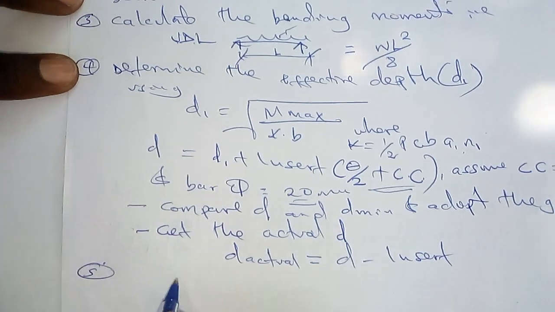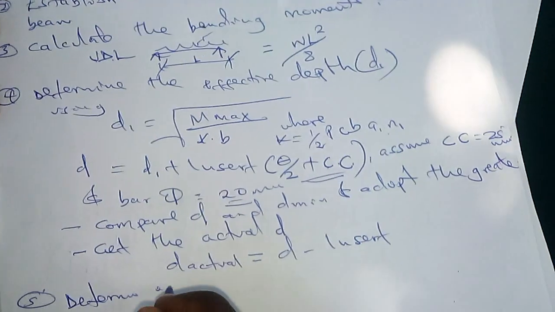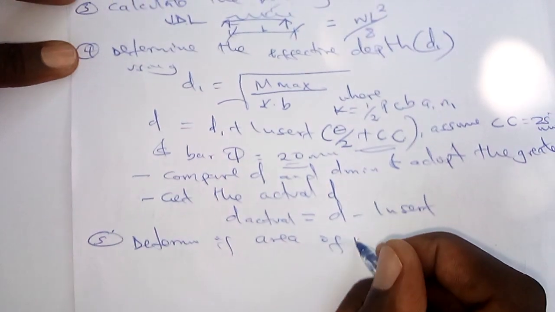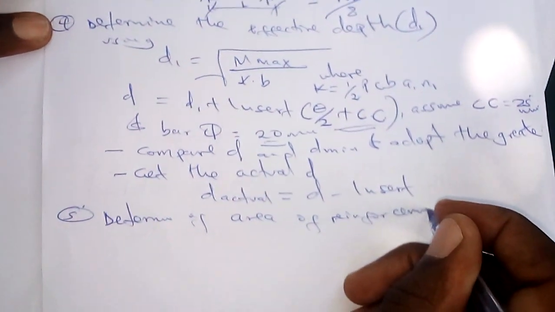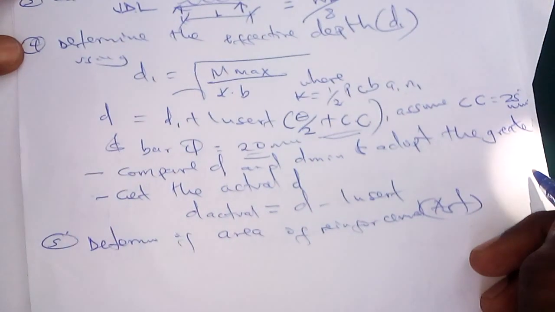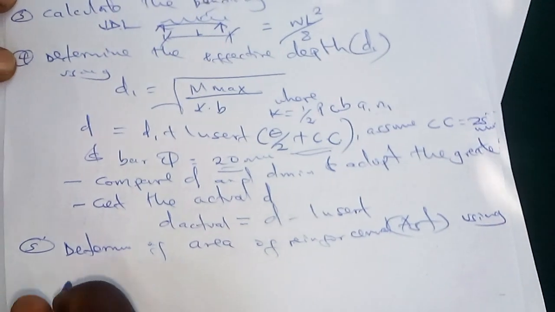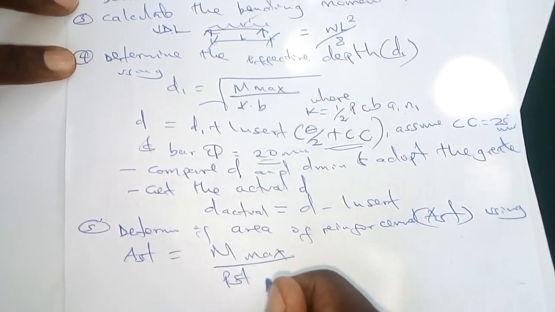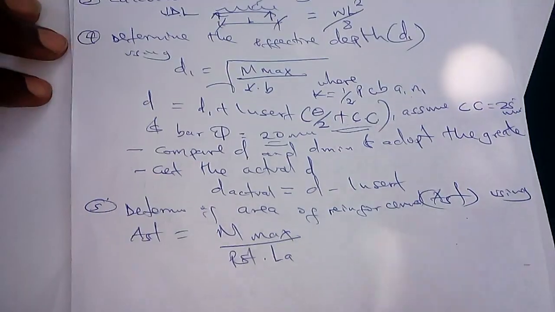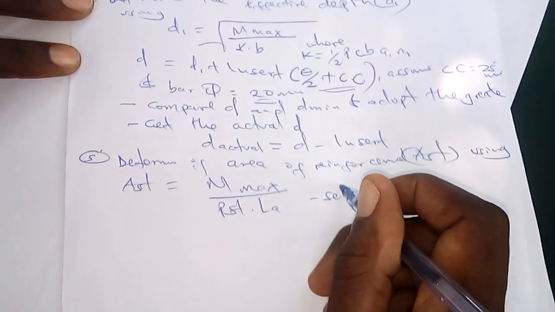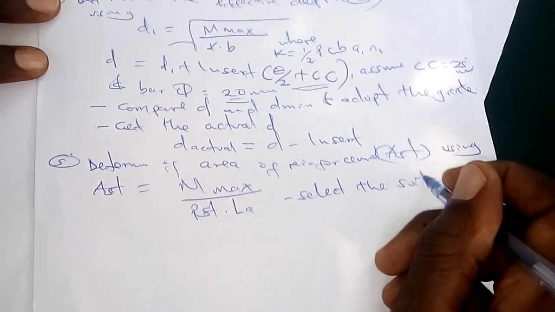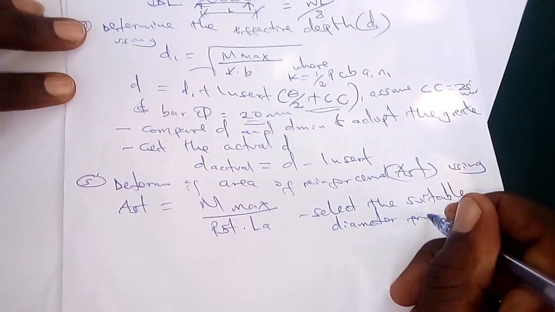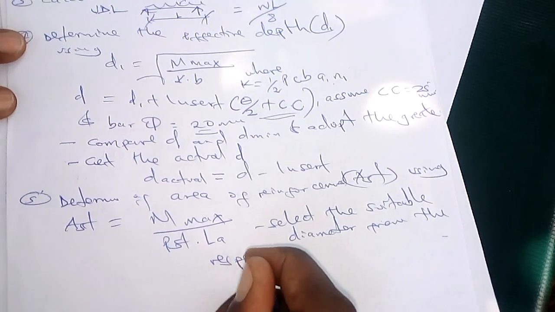Then 5, you have determination of the area of reinforcement, that is AST, using the formula AST is equal to M max all over PST multiplied by LA, the lever arm, and you will select the suitable diameter from the respective tables.